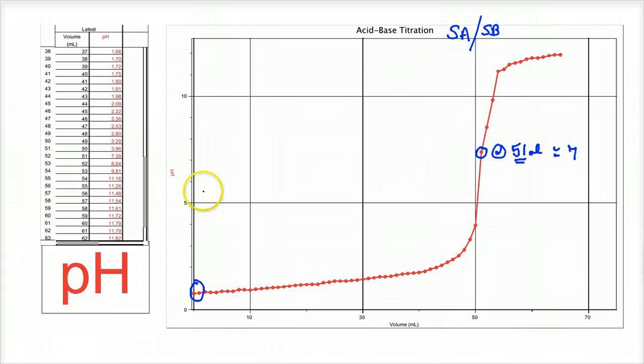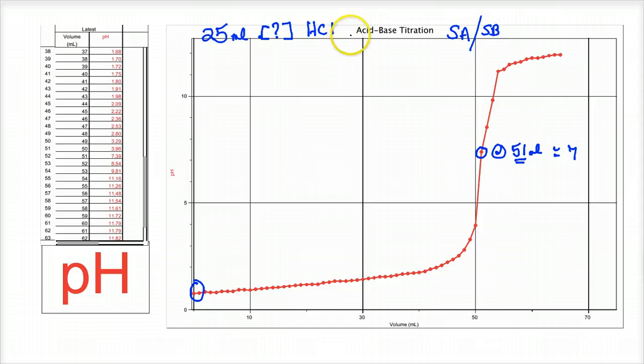Well, without adding any base, we start with 25 milliliters of, well, we didn't know the concentration, 25 milliliters of some unknown concentration of HCl. And we want to figure that out. There are many ways we can do this. Let's start with the first method.